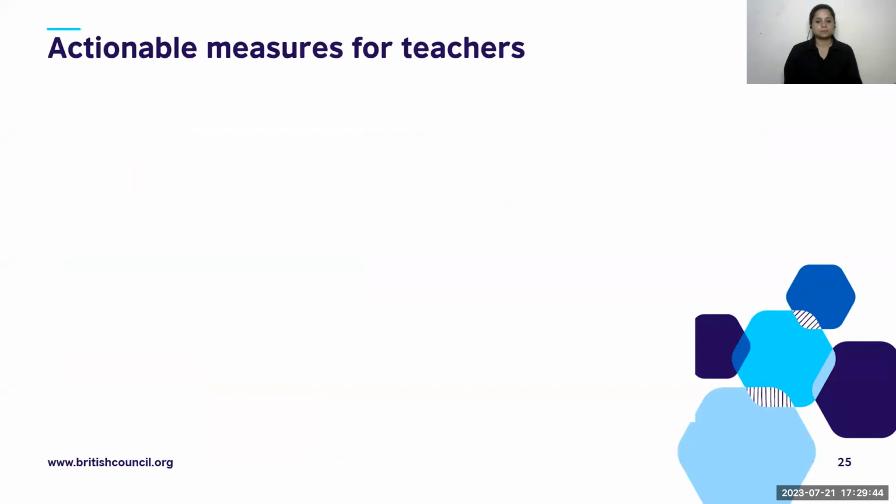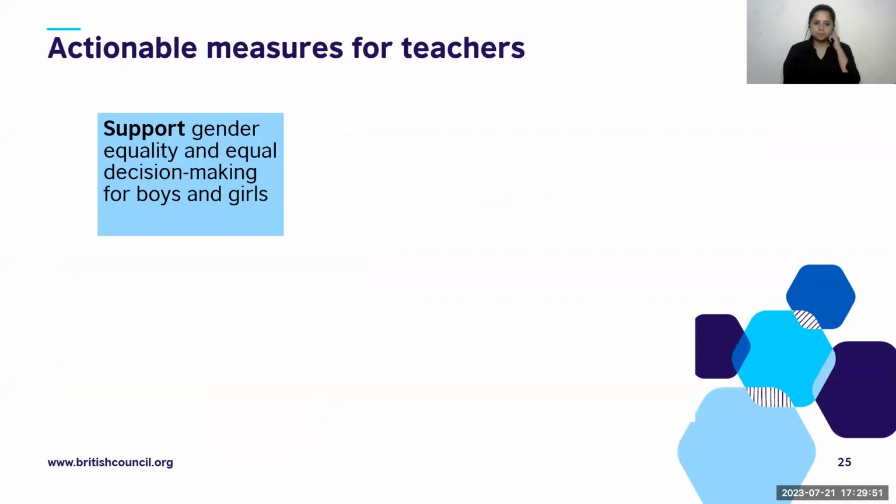So, actionable measures for teachers. Now let's look at what you as teachers can do. The first one, Priya. Yeah, I think as teachers, we can definitely start right in the classroom. And I'm sure most of us do this. We support gender equality by allowing all genders to speak up equally and involving them in the decision-making process. So as teachers, I think increasingly we should also reflect on this and involve all genders equally within the classroom.